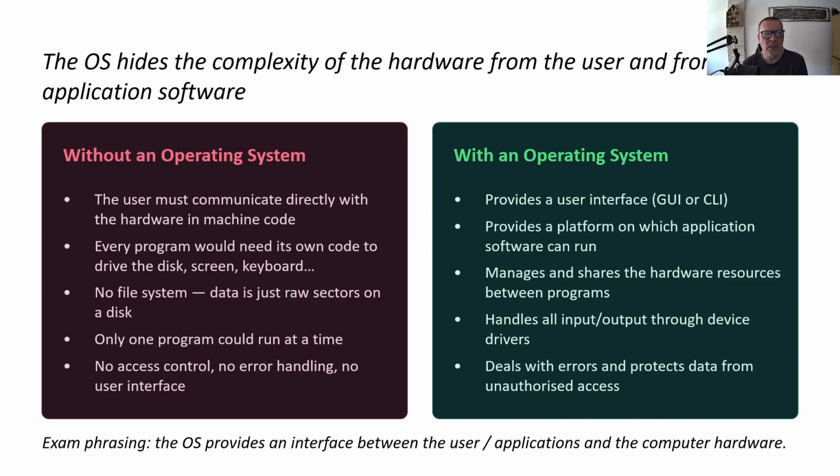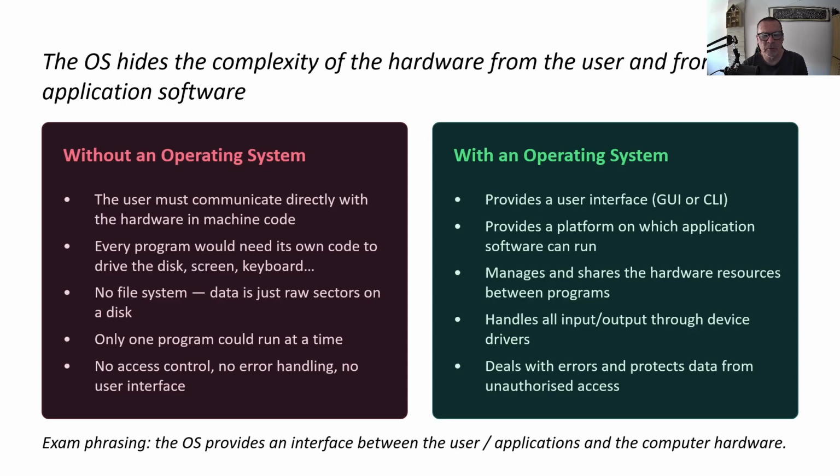So the operating system is hiding complexity from the user and from applications. If we didn't have an operating system, the user would have to communicate directly with hardware, and every program would need its own code to drive the disk, the screen, the keyboard. So that's a lot of duplication of code. There wouldn't be a file system. You'd have to just have the data as raw on the disks or on the secondary storage. So you'd have to manage accessing it, and you'd have no help.